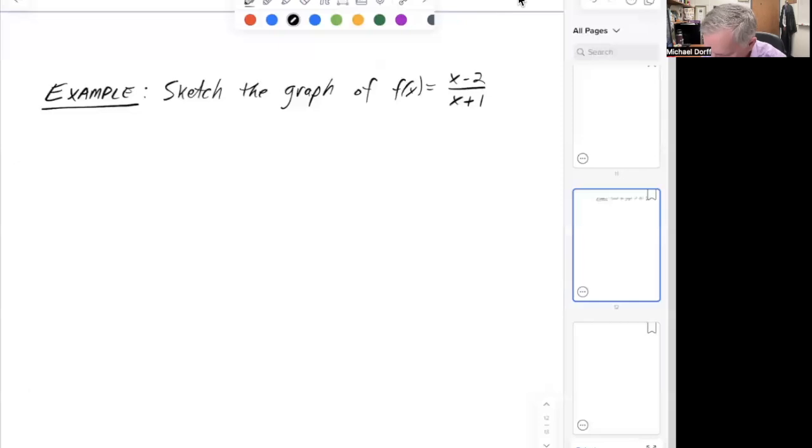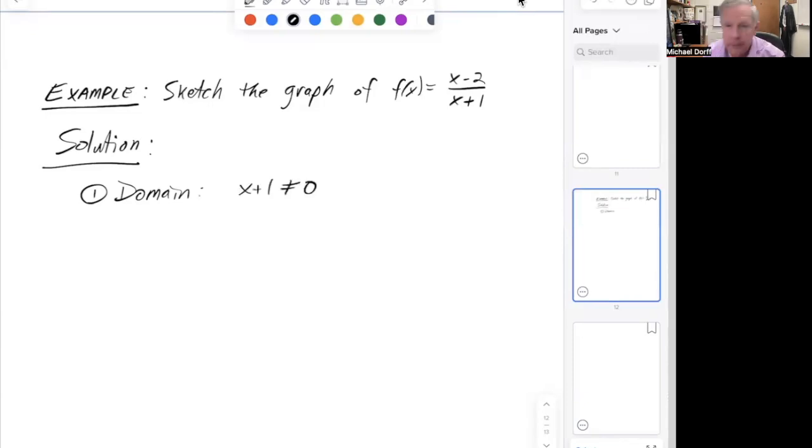So the first idea was the domain. So 1, domain of this function. We have the function f of x equals x minus 2 over x plus 1. We have a rational expression here, looks like a fraction. We know then that x plus 1 cannot equal 0, because then we'd have 0 in the denominator. That means that x cannot equal -1. So my domain is going to be -infinity to -1, union -1 to infinity.